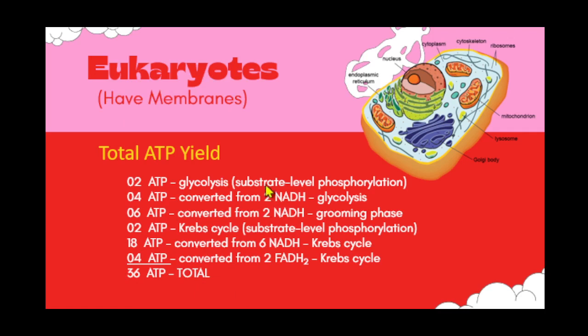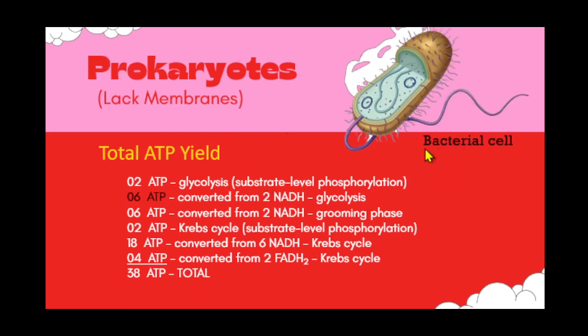Okay, so there are other cells as well aside from eukaryotes. So we have prokaryotes like bacteria. So they are also organisms that are capable of cellular respiration. So this is their total ATP yield. And notice this part. Okay, look at the total ATP. So per molecule of glucose, they have 38 ATP in total. So look at this part over here in black. So 6 ATP will be converted from 2 NADH in the glycolysis part.